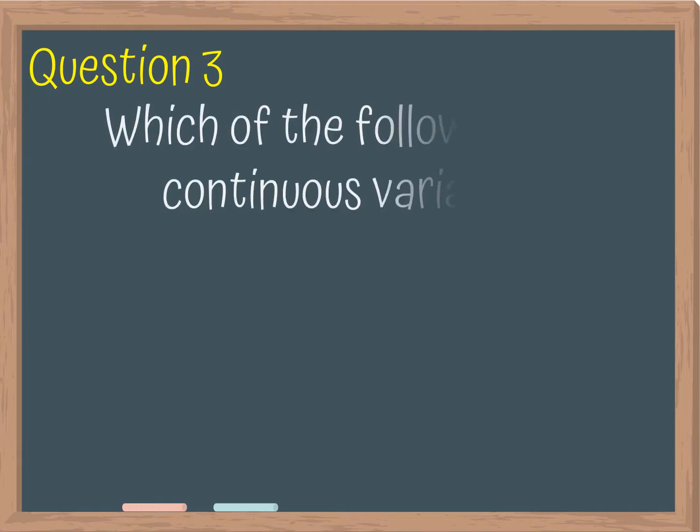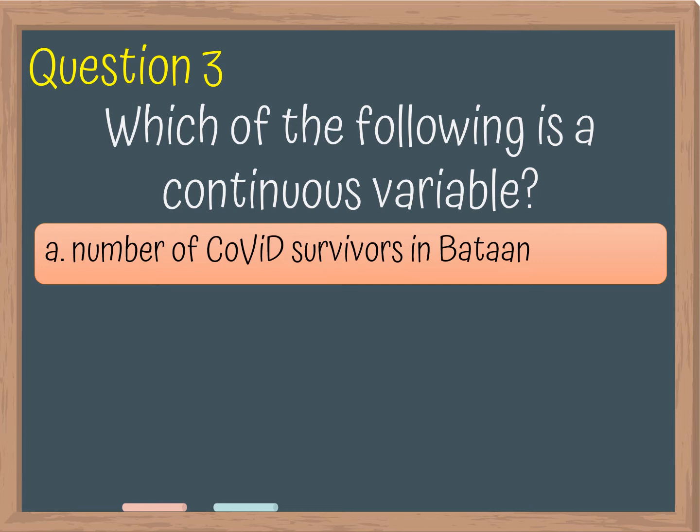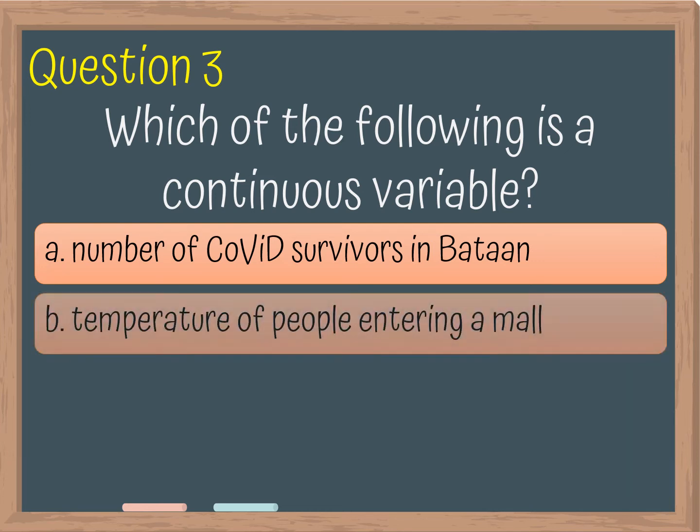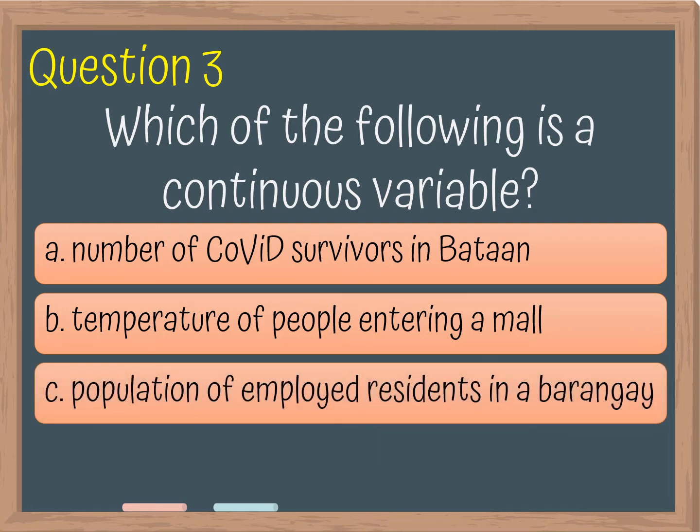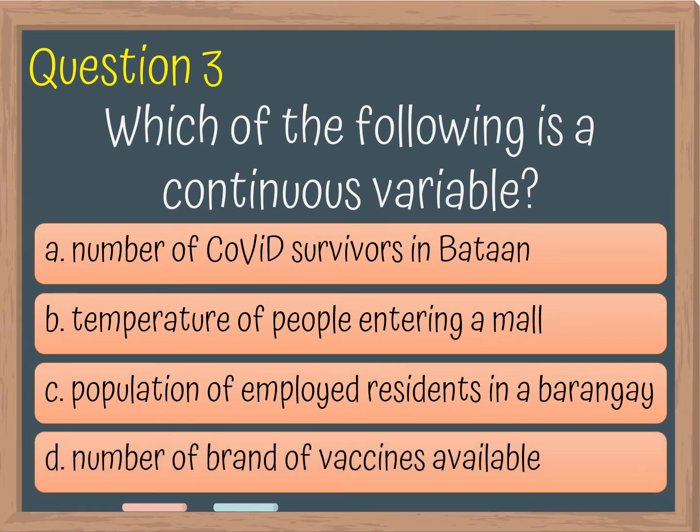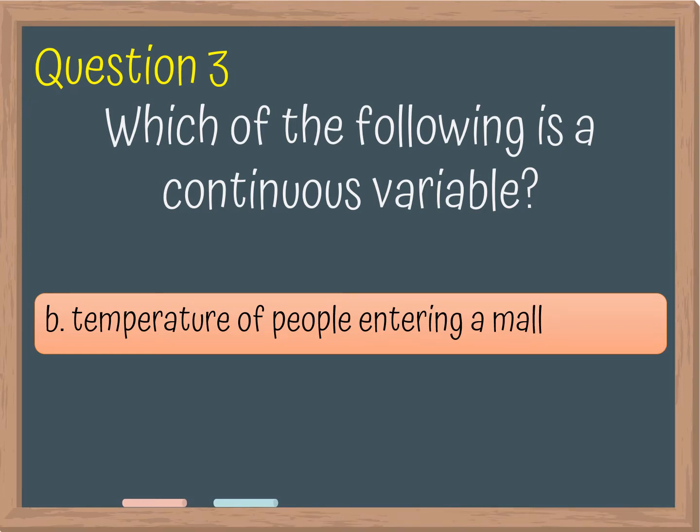Third question. Which of the following is a continuous variable? A. Number of COVID survivors in Bataan. B. Temperature of people entering a mall. C. Population of employed residents in a barangay. Or D. Number of brand of vaccines available. Again, 5 seconds. Go. Time is up. The correct answer is B. Temperature of people entering a mall.